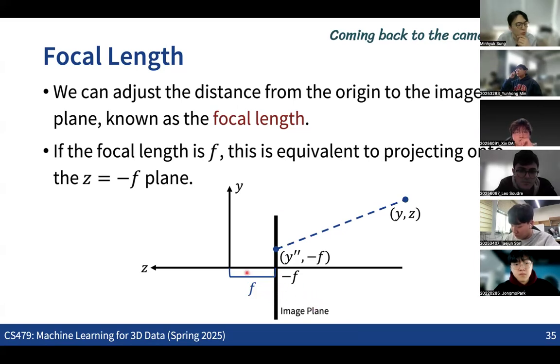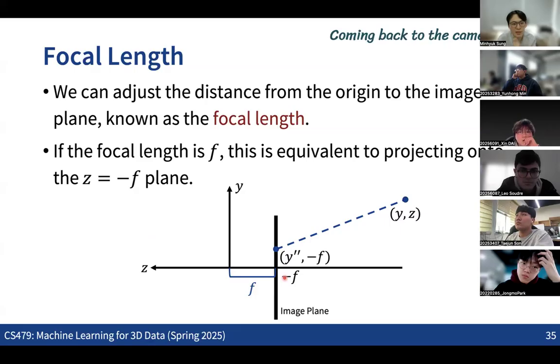But obviously, we can control the distance from the origin to the image plane. We can set this distance not to one, but to any arbitrary number, and we're going to call this distance from the origin to the image plane the focal length. If we put the image plane at a distance of f here and then flip the image, it would be identical to putting the image plane where Z becomes -f, right? So we can set the focal length, which is the distance from the origin to the image plane here.